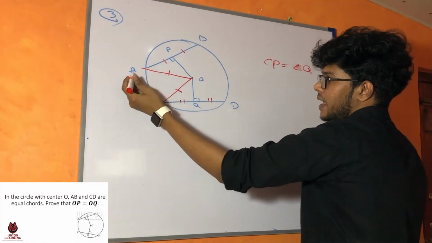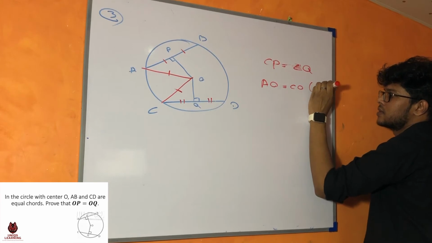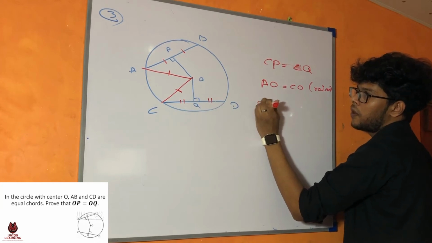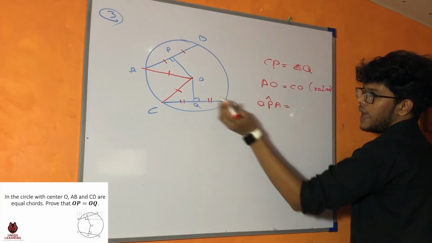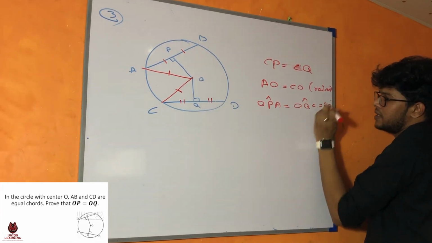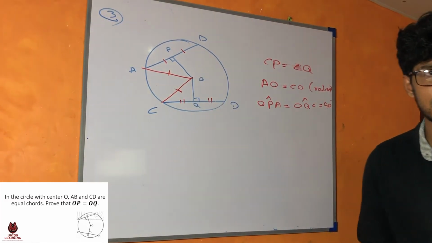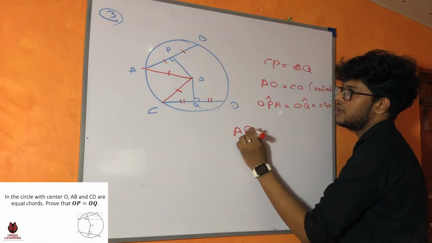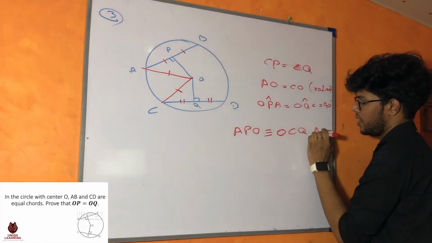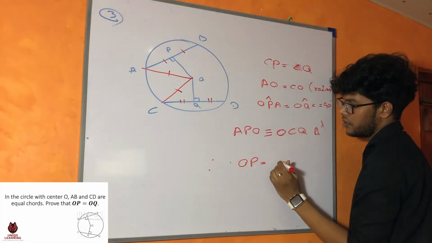Then you can write AO equal to CO, radius. And the angle is 90 degrees: angle OPA equals angle OQC equals 90 degrees. It is given. So you can write that these two triangles are congruent to each other. Triangle APO is congruent to triangle OCQ. Therefore, you can say OP is equal to OQ.